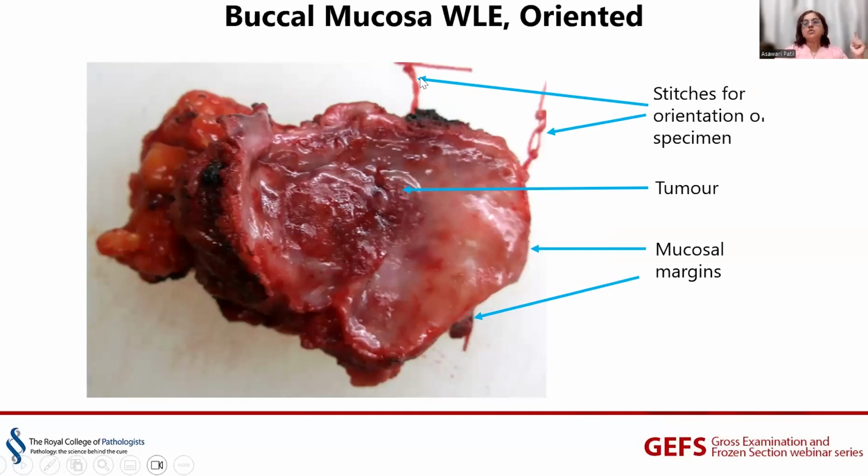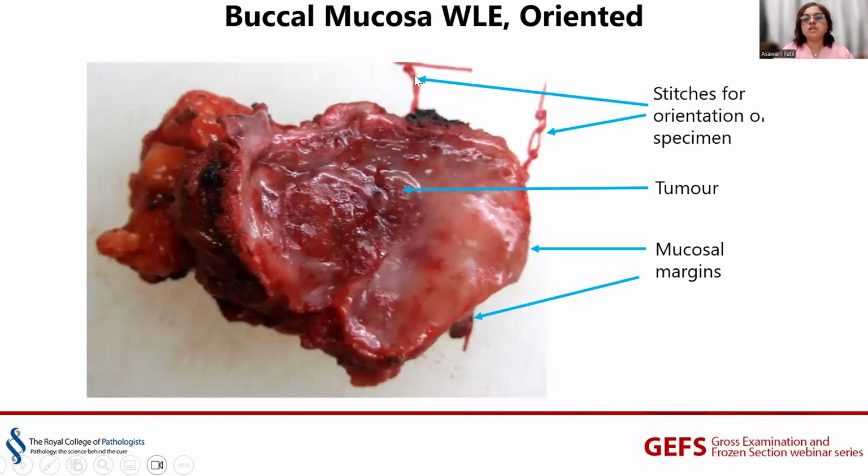So here, the most important thing is orientation of the specimen. First, before you cut the specimen, if you don't have any orientation, call your surgeon and ask them how to orient it, which is the superior portion, which is the anterior, posterior, inferior, medial, or lateral portion. If you don't know that, then we cannot submit the margins. We don't know which margin is what, right?